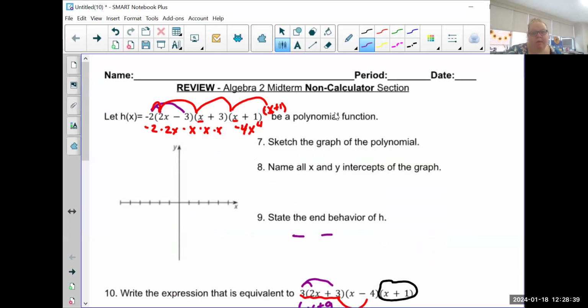Then this is for the x and y intercepts. For the x-intercepts, I'm just going to set each of the parentheses equal to 0. So I'm going to do 2x minus 3 equals 0. I'm going to solve that. So add 3 on both sides. 2x equals 3. I divide by 2, and x equals 3/2 or 1.5. And since I'm going to graph it, I'm going to leave it as 1.5 and graph it over here.